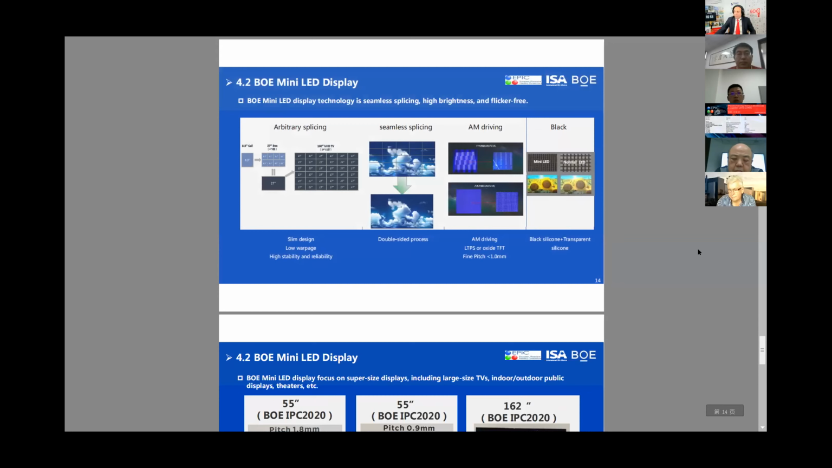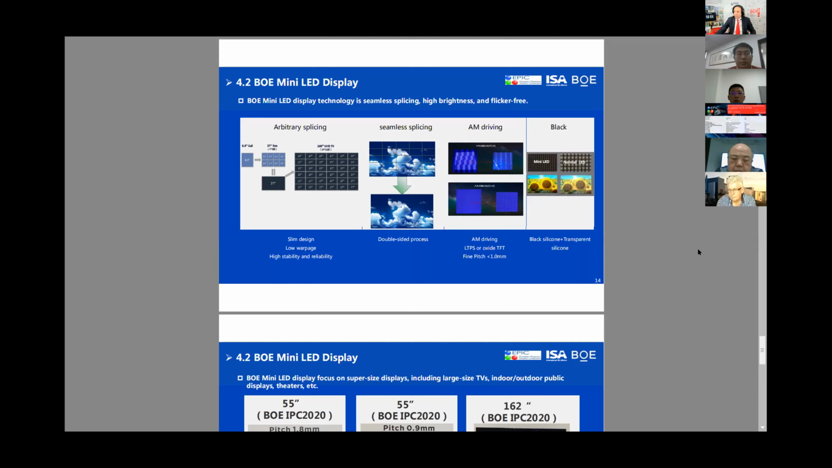And in terms of the mini LED display of BOE, we are laser focused on the semicon technologies: seamless splicing with high brightness and flicker free. By having a super thin design, and also our special arbitrary splicing technologies, we can realize a very low warpage and high stability and reliability. This seamless splicing technology has a double-sided process and can realize seamless splicing for any sizes. And also micro IC or LTPS or oxide TFT are used here as a direct driver, and the fine pitch can be realized, which is lower than 1 millimeter.